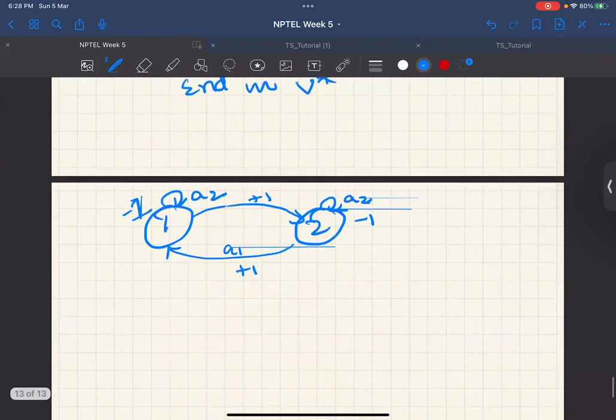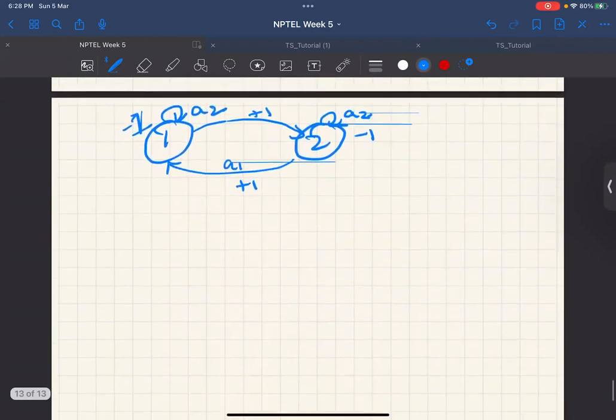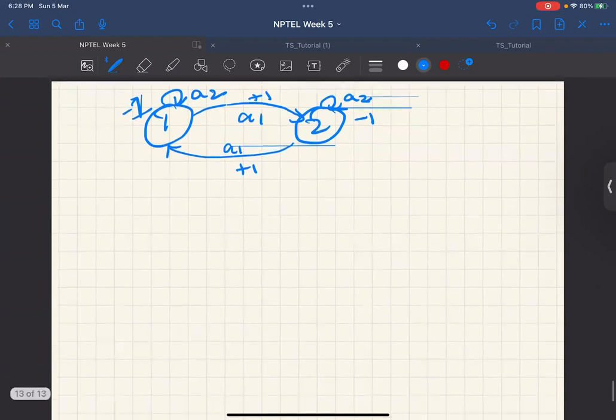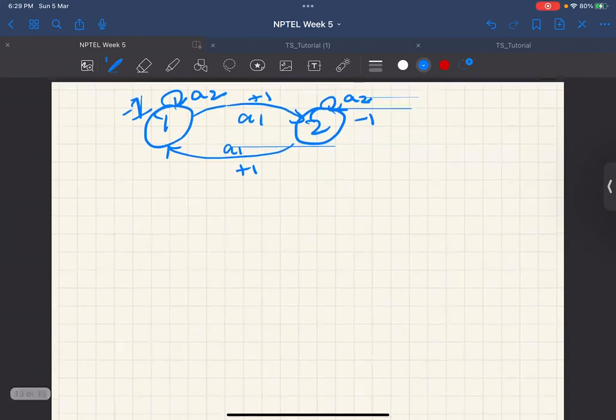So here, I'm assuming two actions, action 1 and action 2. If I'm in state 1, I'll perform action 2 and I'll be in state 1 only, with the reward -1. Usually we can call a negative reward a cost also. If I'm in state 1, I'll perform action 1 and go to state 2 with the reward 1. If I'm in state 2, I perform action 1, go to state 1 with the reward 1, and action 2, reward 1.